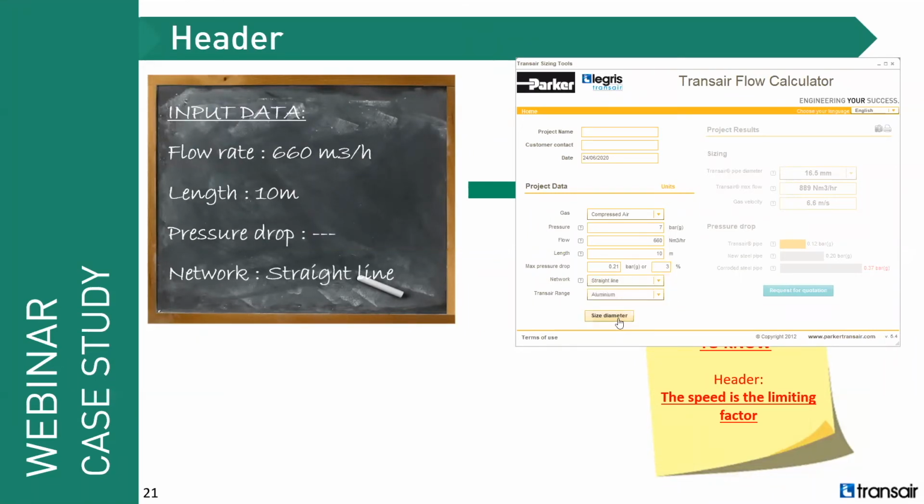I'm going to go with straight line, and I'm going to size the diameter. And here you can see I left 3%, but at 3%, with the diameter 40, the pressure drop is not that high, but the speed is really high. It's above 10 meters per second. That's why we're going to choose the next diameter in order to have a speed under 10 meters per second. In our case, it's going to be a 63 diameter.